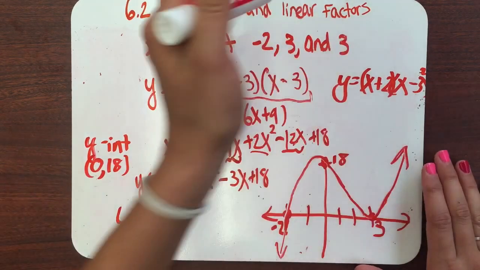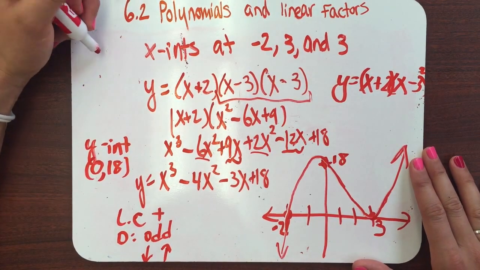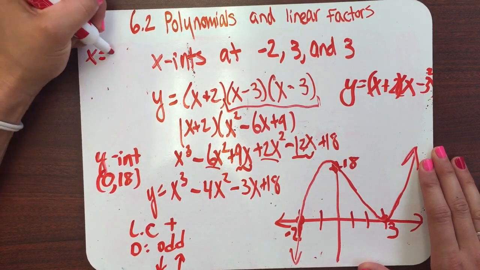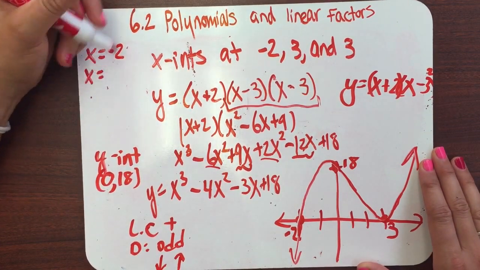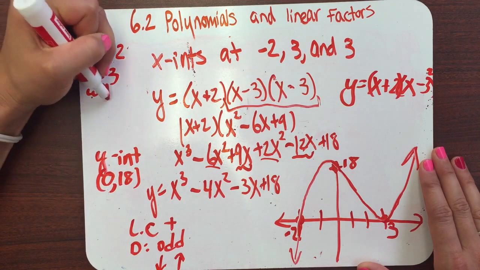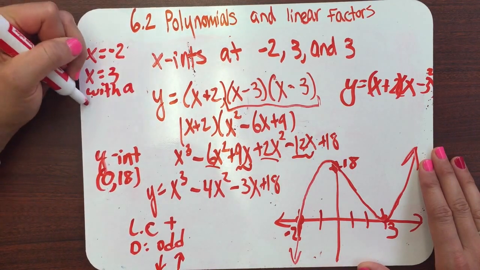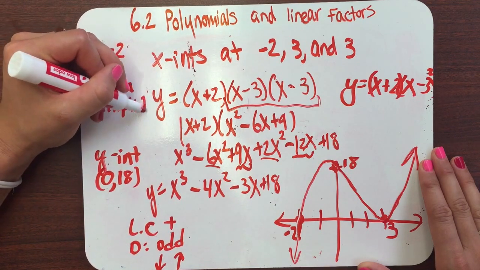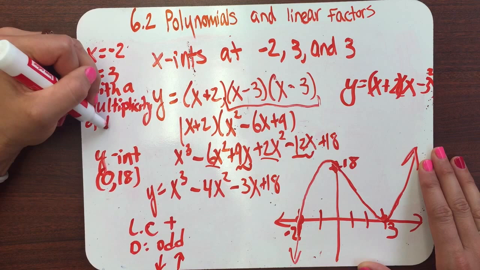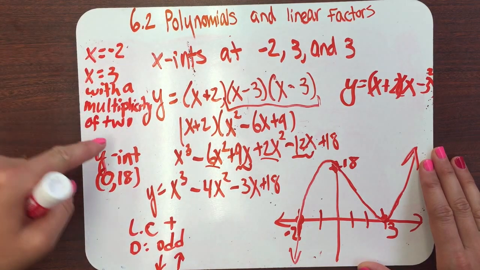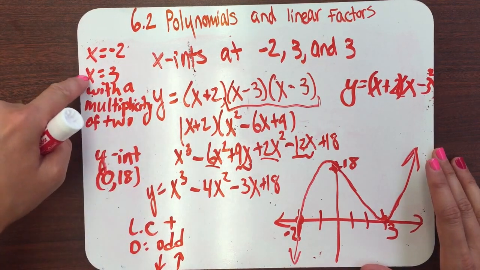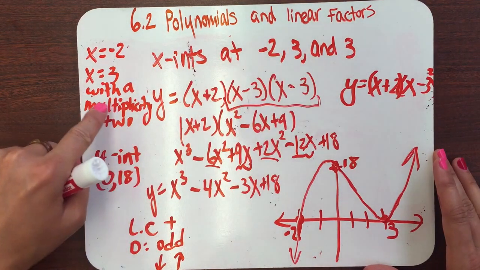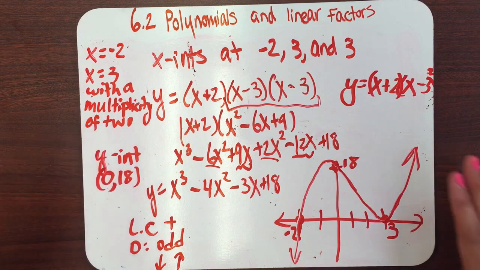When it comes up twice, it's a parabola shape. So to write these x-intercepts, we're going to use a multiplicity, and we'll just write it as x equals negative 2 and x equals 3 with multiplicity of 2. The multiplicity just tells us how many times this x-intercept comes up. So it came up twice, so we say with a multiplicity of 2. And that's it.